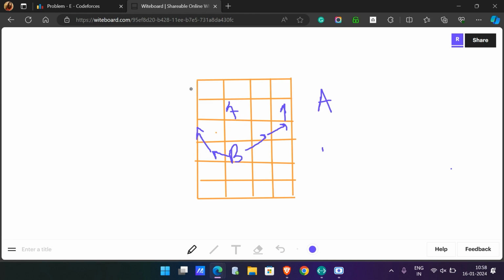Like, to meet each other, the difference between the rows is two. Not two. If Bob is, let's say Elias is over here, now the difference between the rows is three.